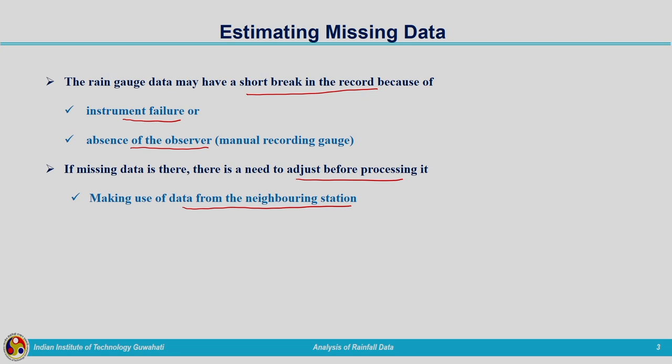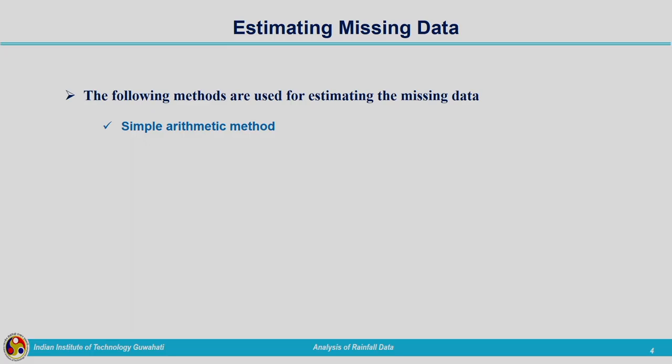From the network of rain gauges, if the data from a particular rain gauge has errors, is inconsistent, or has some missing data, we will check it with the neighboring data. The average value corresponding to the neighboring data can be assumed as the missing data. Different methods used for estimating missing data are the simple arithmetic method and the normal ratio method.